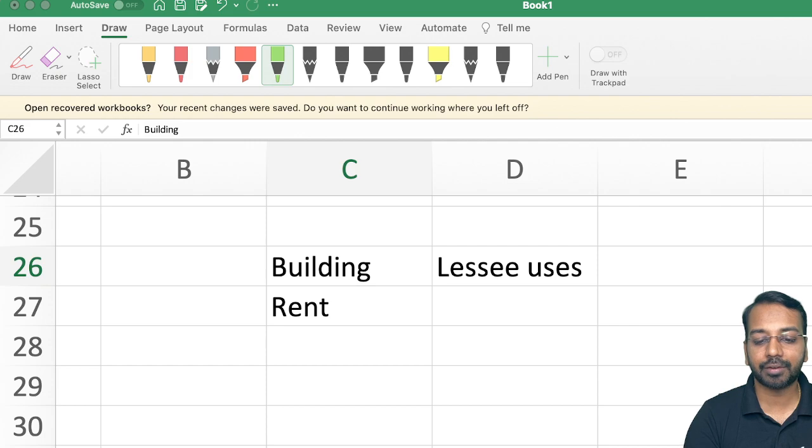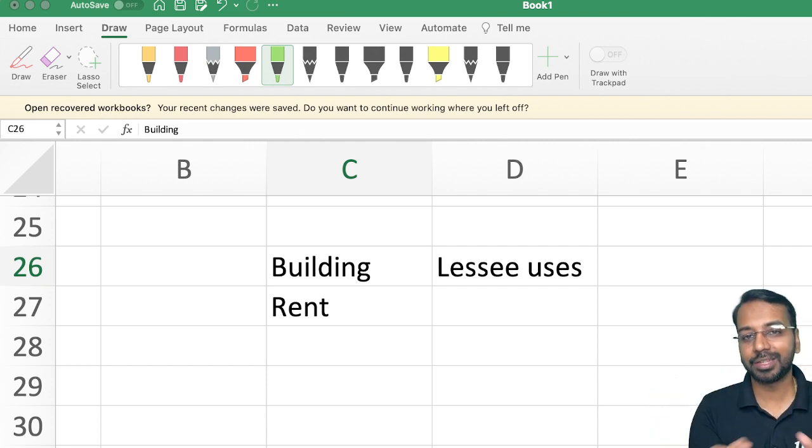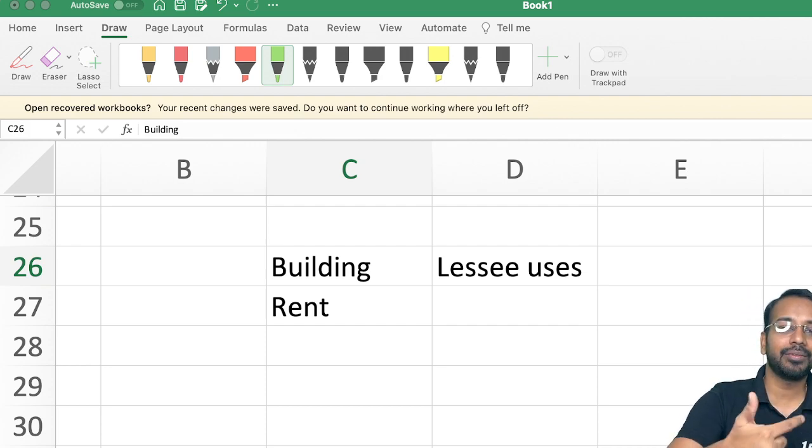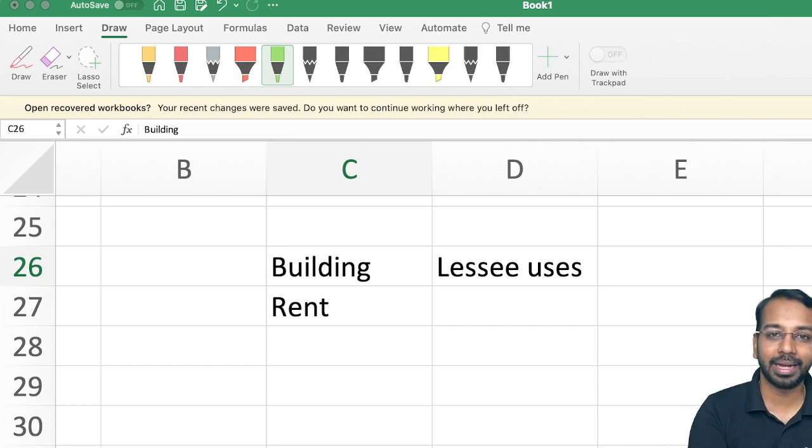Now, what is the meaning of the right to obtain substantially all of the economic benefits? By using the asset, by producing the output, or by giving the asset on sublease to a third party. Let us say I have taken a premise on lease. In that premise, I run a hostel. I have started a hostel there, and those rooms I am giving out on rent to others. So even by subletting, by using that building, I am getting the benefit, and hence there is a lease.